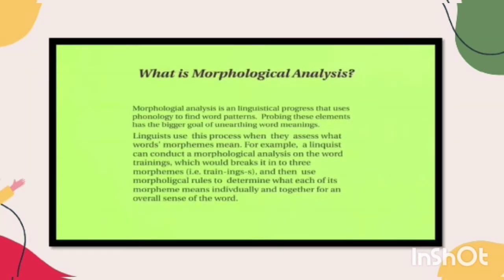What is morphological analysis? Morphological analysis is a linguistic process that uses phonology to find word patterns. Probing these elements has a bigger goal of unearthing word meanings. Linguists use this process when they assess what a word's morphemes mean. For example, a linguist can conduct a morphological analysis on the word trainings, which would break into three morphemes: train, -ing, and -s, and then use morpholinguistic rules to determine what each morpheme means individually and together for an overall sense of the word.